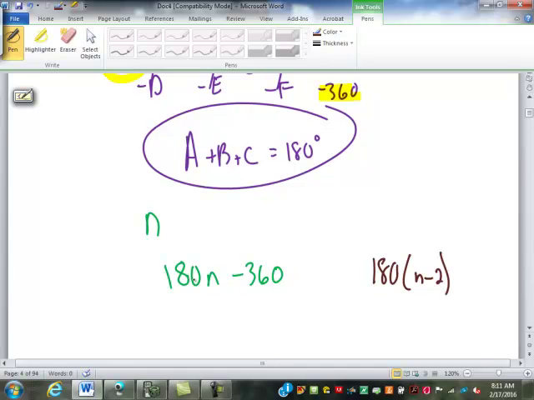Rather than multiplying by 180 and subtracting 360, 360 is just 2 times 180, right? So they tend to subtract 2 from n first, just to make it a little bit simpler to multiply this way. Especially if you're calculating in your head, this is easier to calculate. But this is the geometric way. That's where it comes from. They both give you the same answer.